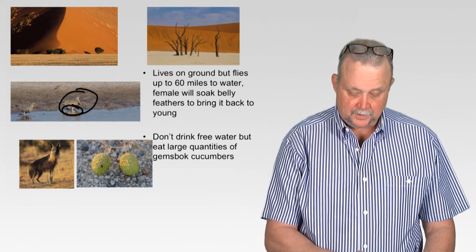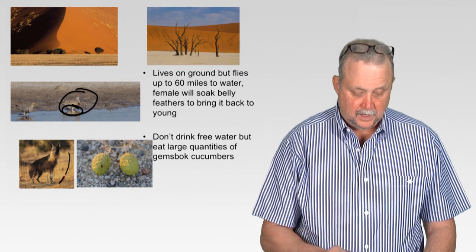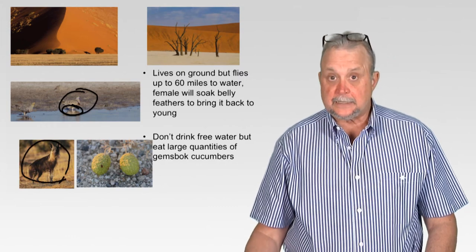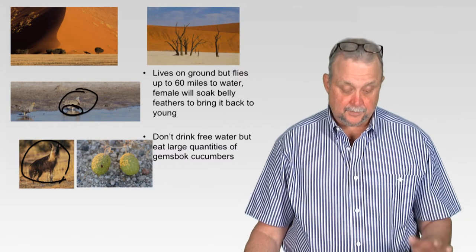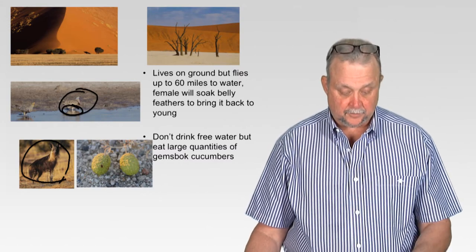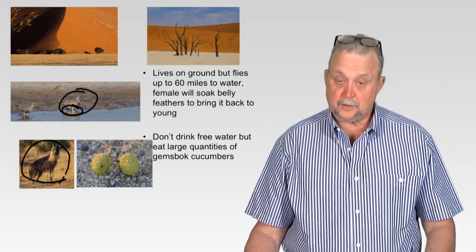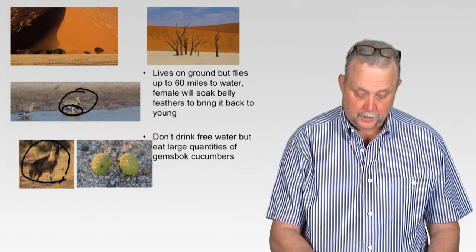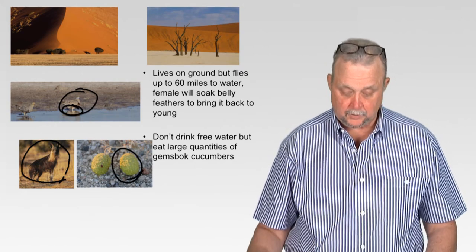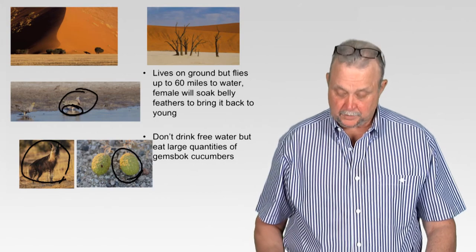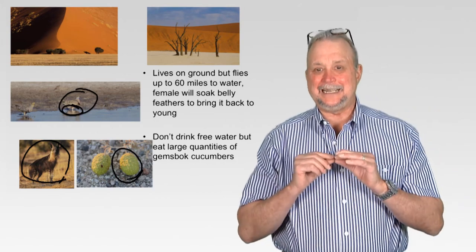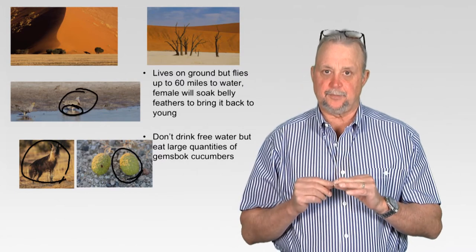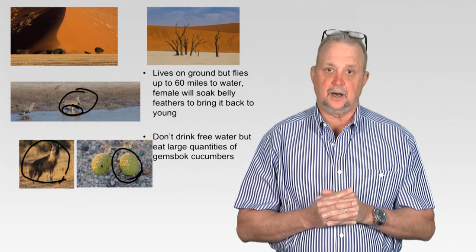And then last, but certainly not least, this is the brown hyena. They don't drink free water. They are related to the spotted hyena, but they're quite a bit different. They don't drink free water, and they eat large quantities of what they call Gemsbok cucumbers, which Gemsbok do themselves. But what I presented to you is just a tiny, tiny, tiny fraction of the amount of adaptations that desert animals have.